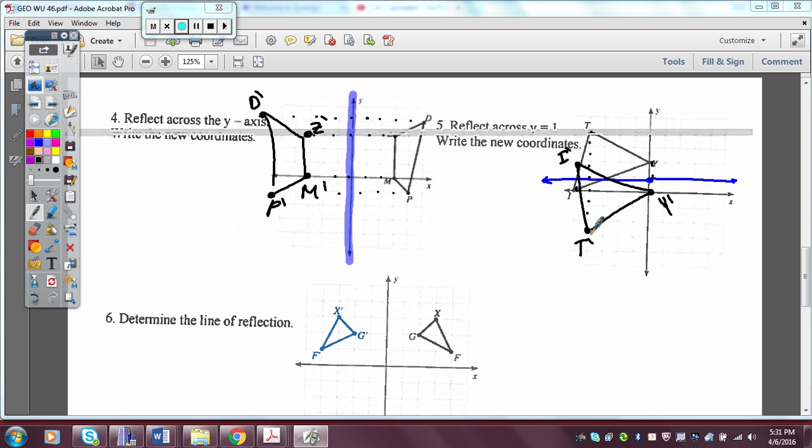Okay. Number 6. Determine the line of reflection. So where could I fold this coordinate plane to where they match up and look the exact same? Right there on the y-axis.